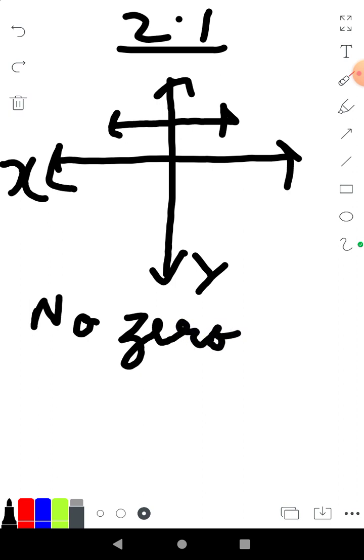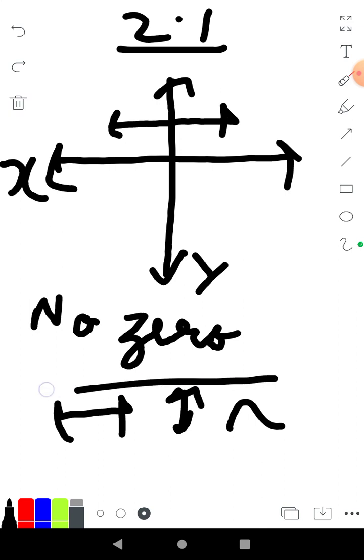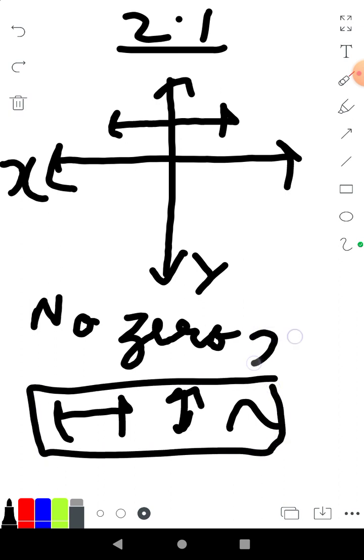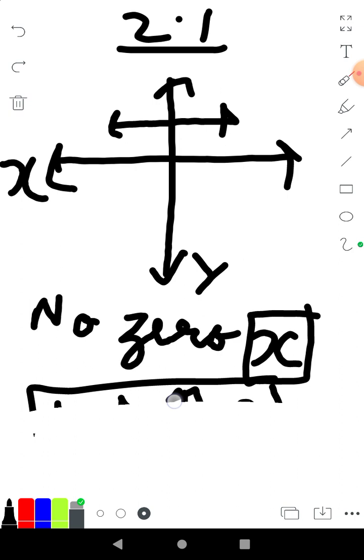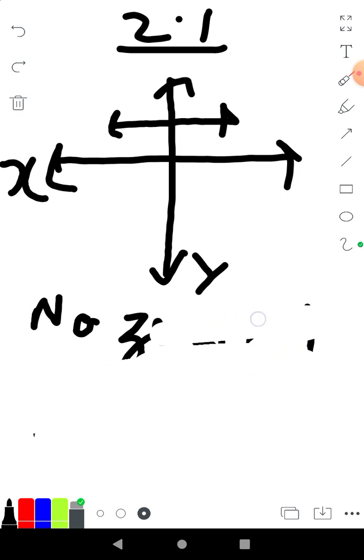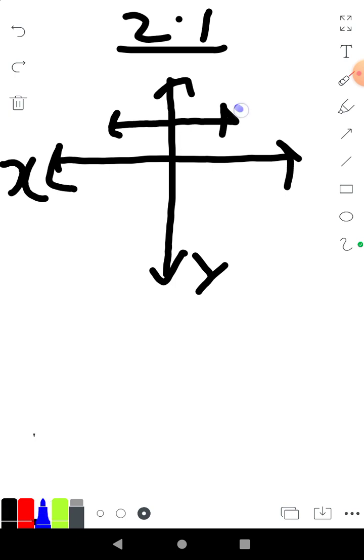When this line or any line or curve cuts the x-axis, we can say that it is a number of zeros of that particular question. So now let's do it first. So here you can see that this line is not cutting the x-axis. You can see that it is not cutting the x-axis.